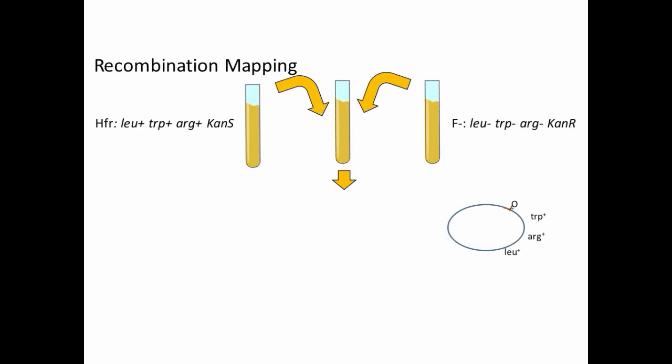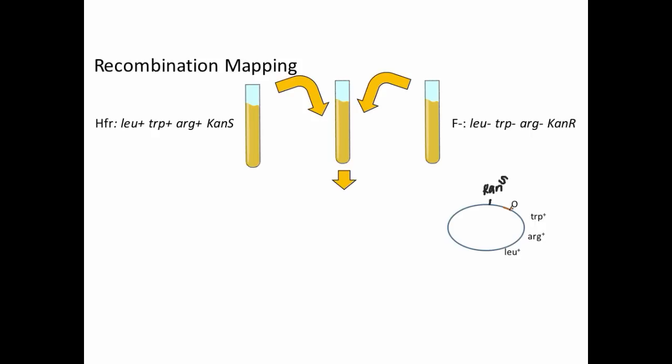So now that we've ordered our genes, where TRP is the closest to the origin and LEU is the furthest from the origin, and I should write here that kanamycin, with respect to everything, is the furthest as well. We now want to map the genes relative to each other as far as the physical distances of the genes, or we want to create a more detailed map.